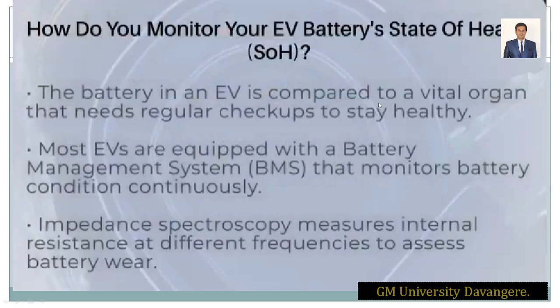Here, the battery in the EV is compared to a vital organ that needs a regular checkup to stay healthy. As I told, the battery is the heart of the electric vehicle, correct? It is also a vital organ. In the human body, the heart is the most important organ, which pumps the blood from the brain to your feet. This circulation is controlling your entire body with respect to blood circulation.